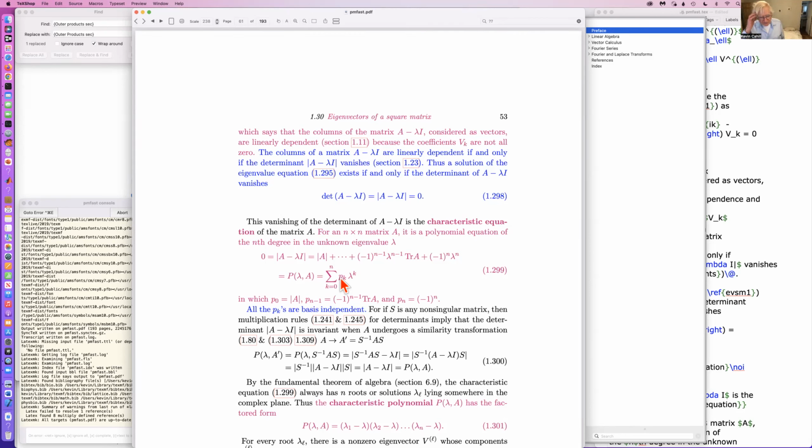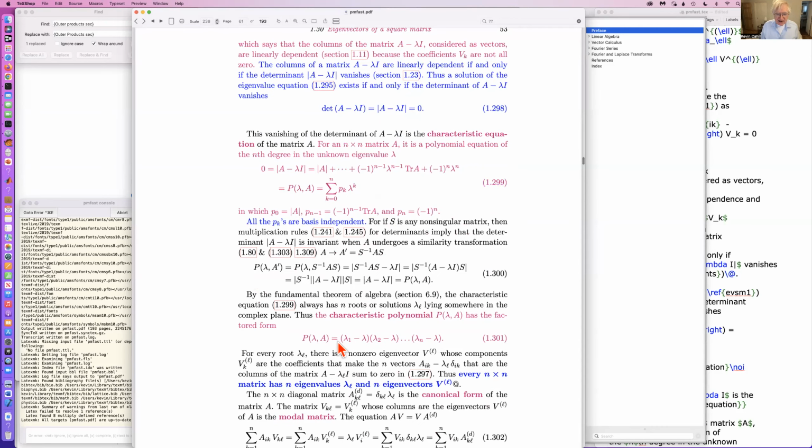For any non-singular matrix, P of lambda is what's called the characteristic equation. And that, as we see from here, is a polynomial of degree n. And as we'll see in the chapter on complex variables, any polynomial equation of degree n has n solutions in the complex plane. So there are always n eigenvalues, lambda 1 through lambda n.